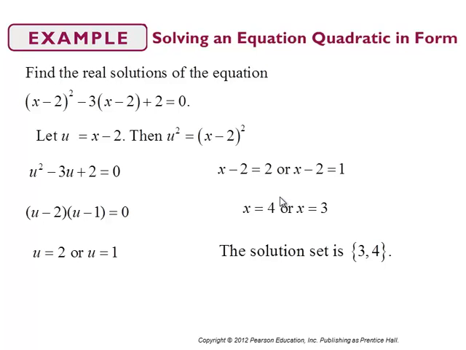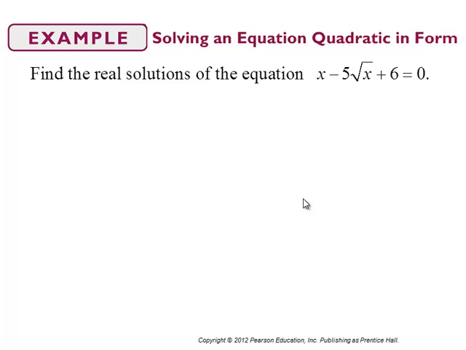Check both of those answers if you want. They do check out, so 3 and 4 are the solutions. The hardest part about this one is to make sure that when you get down to here, to not declare 1 and 2 as solutions, but to re-substitute, as in back substitute the x minus 2 in for U, and to solve for the original variable, x in this case.